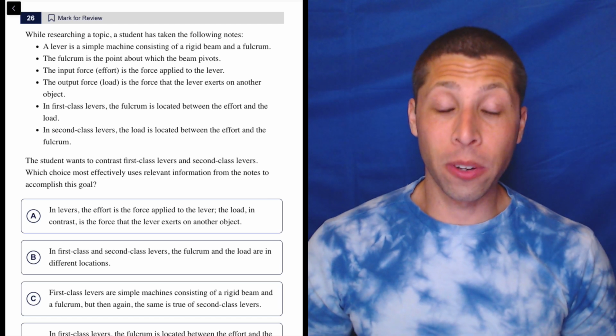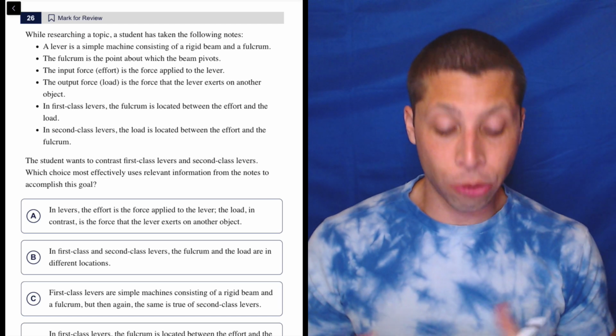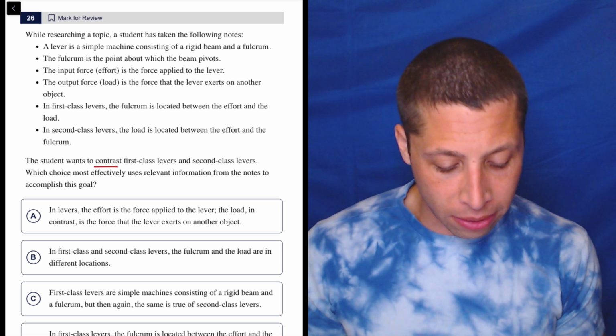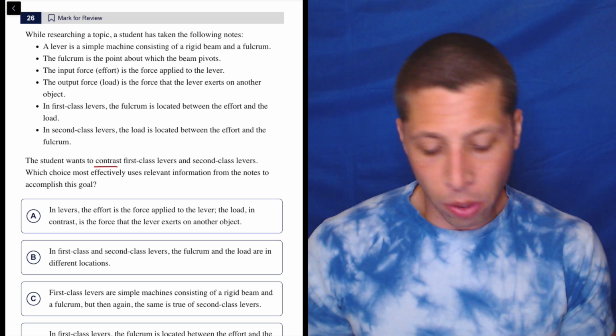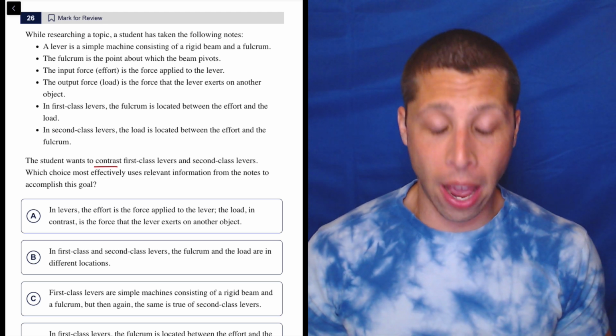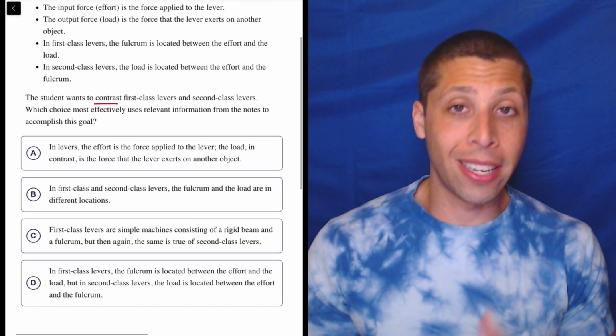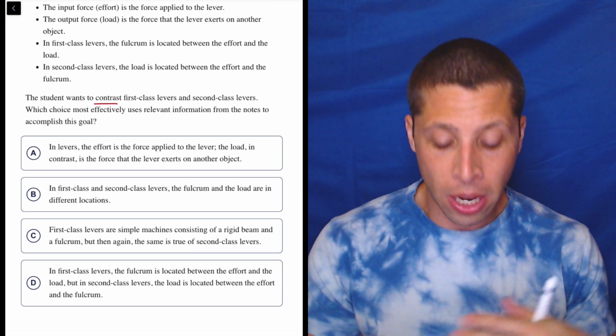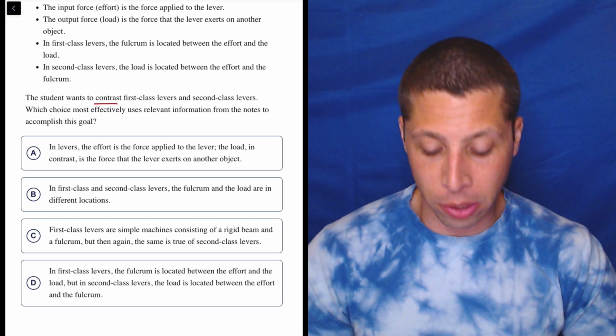Once again, let's ignore the outlines, the bullets, and just go straight to the question: what do they want from us? The student wants to contrast first-class levers and second-class levers. Well, contrast, difference, this is a very common category of these outline questions, so we want the answer choice to have that, right? So yes, it should be talking about first and second-class levers, but it should also be a contrast between those two things.